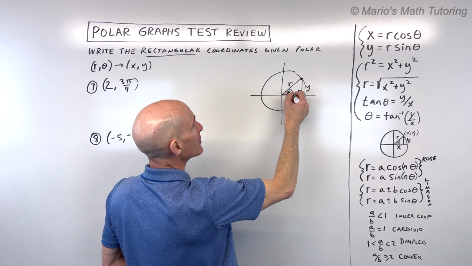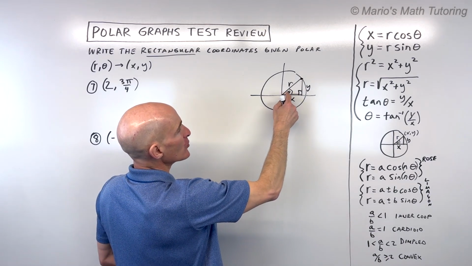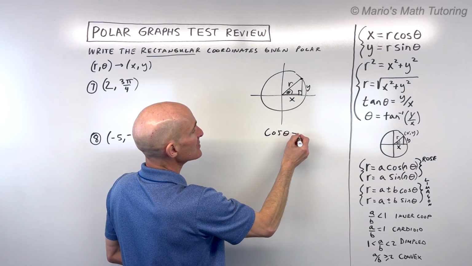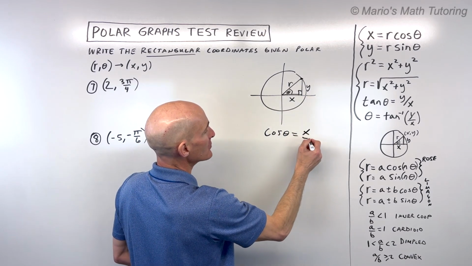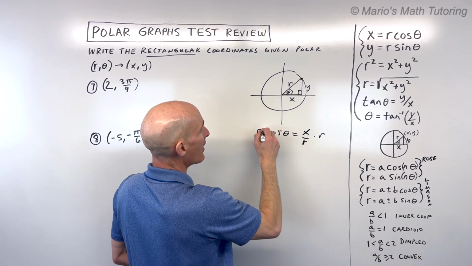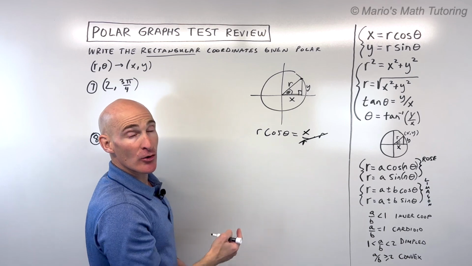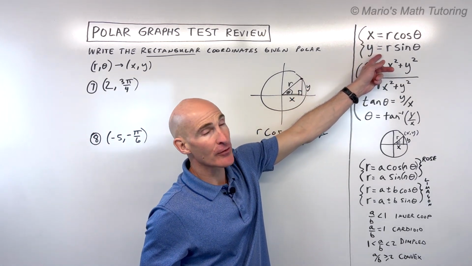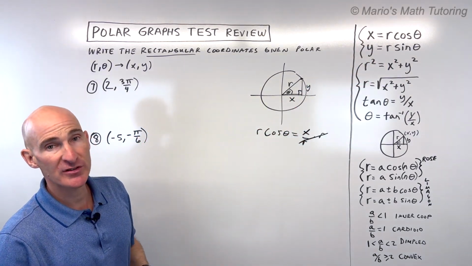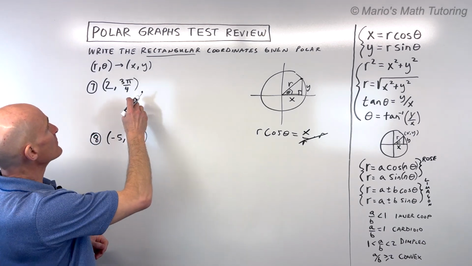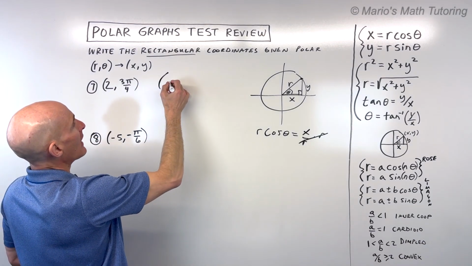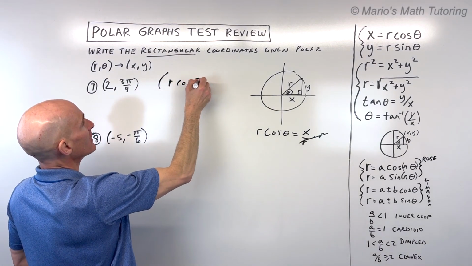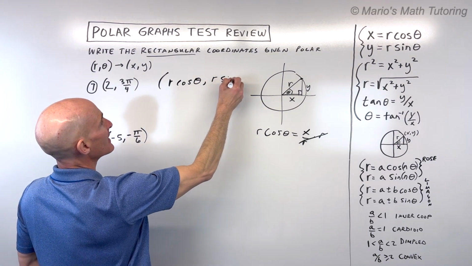And the central angle here is theta. If you take the cosine of theta, remember how cosine is equal to adjacent over hypotenuse? So if you multiply both sides by r, you get x equals r cosine theta. And it's the same thing for y equals r sine theta, coming from this triangle. So to find the x coordinate, I'm just going to do r cosine theta. To find the y coordinate, r sine theta.